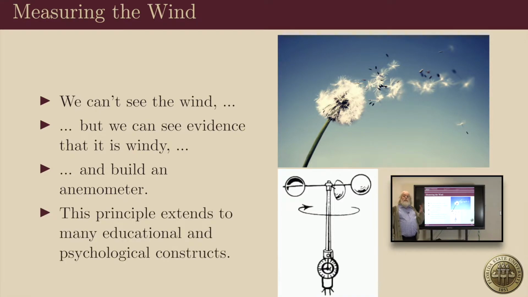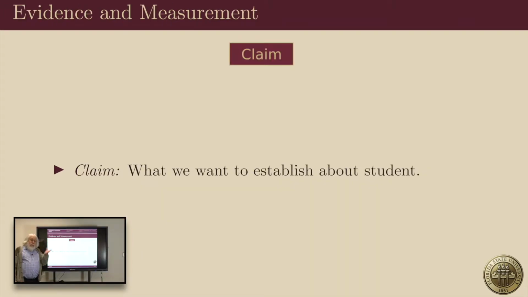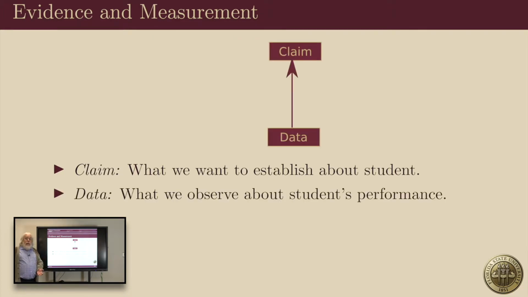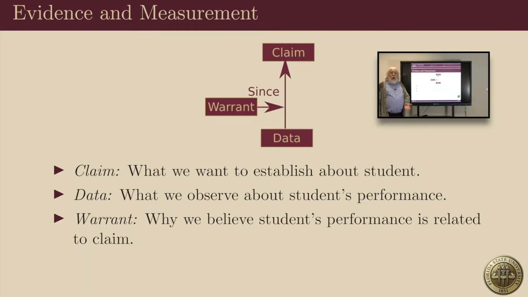We can use that same general idea to measure learning or attitudes towards learning or anything else we want to measure. So how do we do this? We start with what we want to measure, a claim. For example, the student has mastered the material that they're supposed to master in this course. And then we'll observe some kind of data. For example, the student is successfully able to solve some kind of problem.